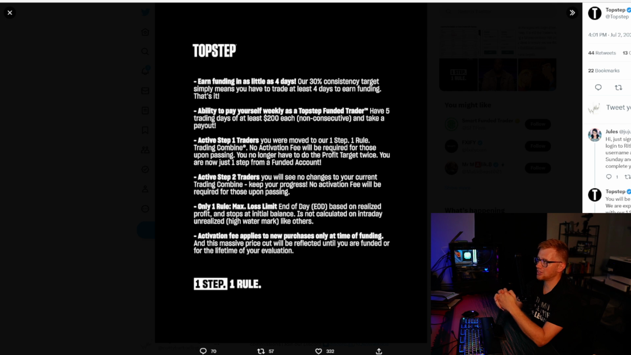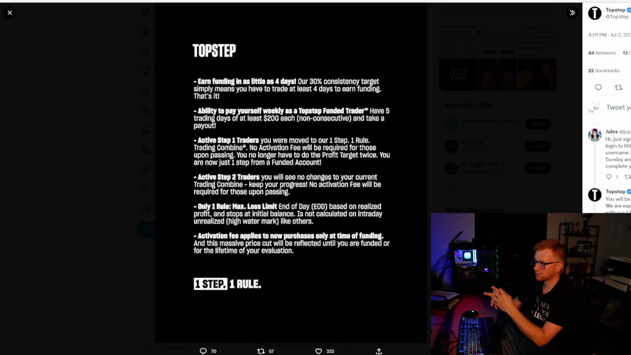And then active step one traders: obviously, they eliminated the two-step program, which I think is pretty self-explanatory. That was much needed. So they made those changes, and I think that's great, but obviously it was much needed and expected.